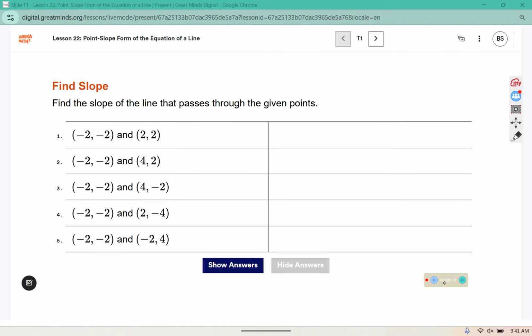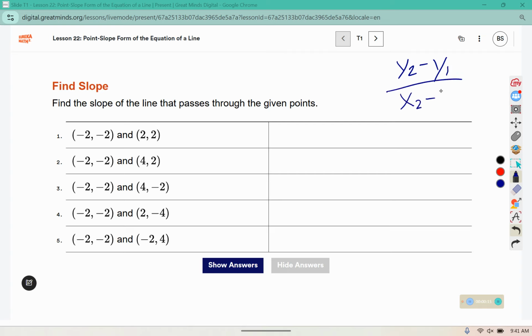Find the slope of the line that passes through the given points. Remember, we find the difference in the y values and subtract the difference in the x values. So here, the second y value is 4. The first y value is -2. Then we're going to divide by the second x value minus the first x value.